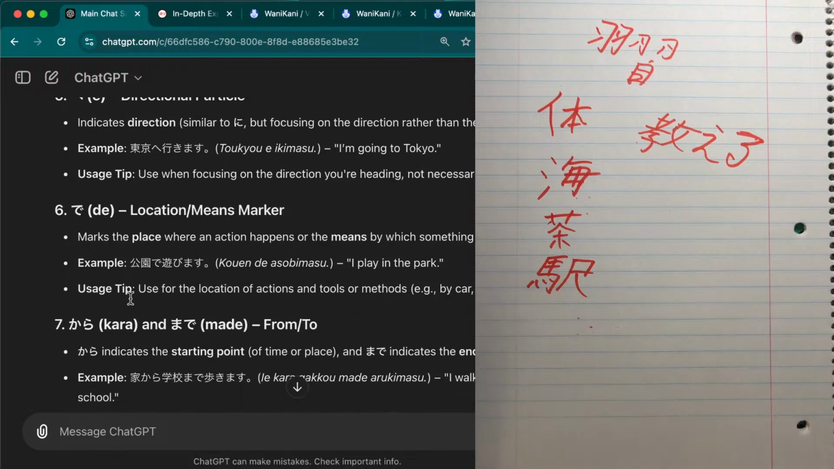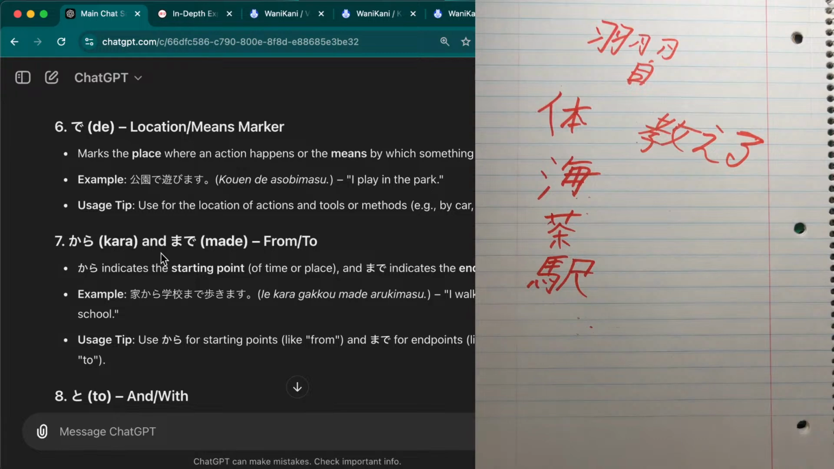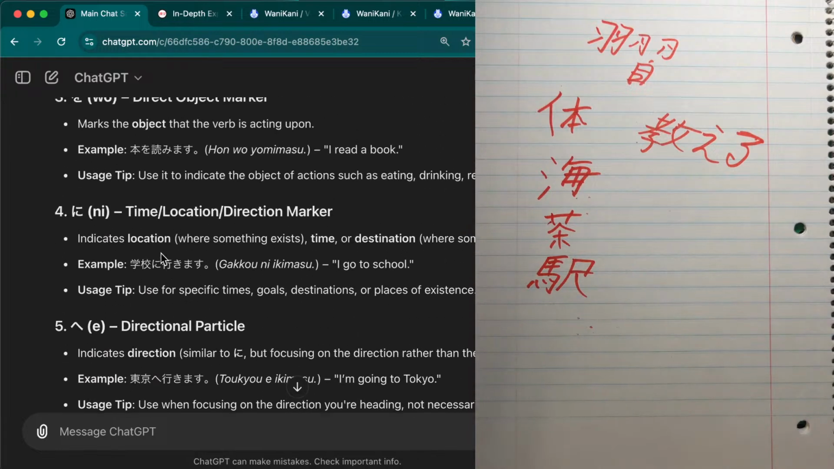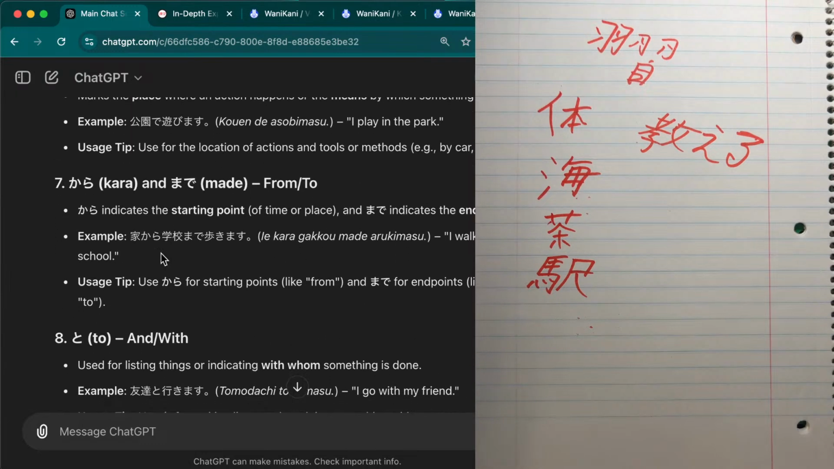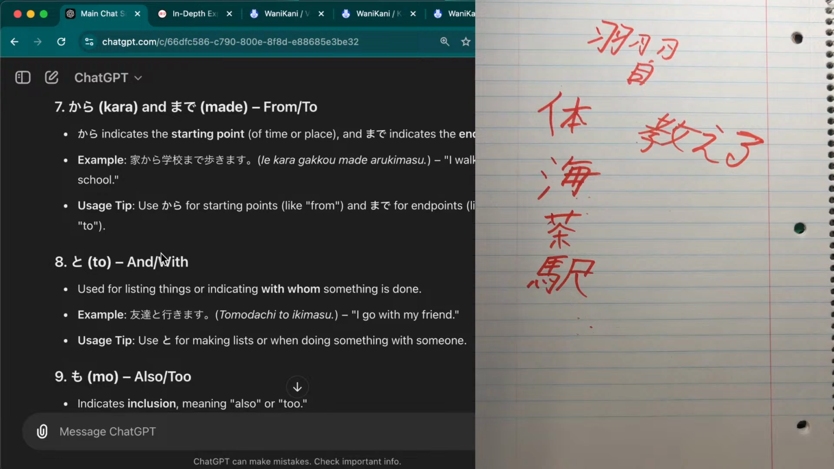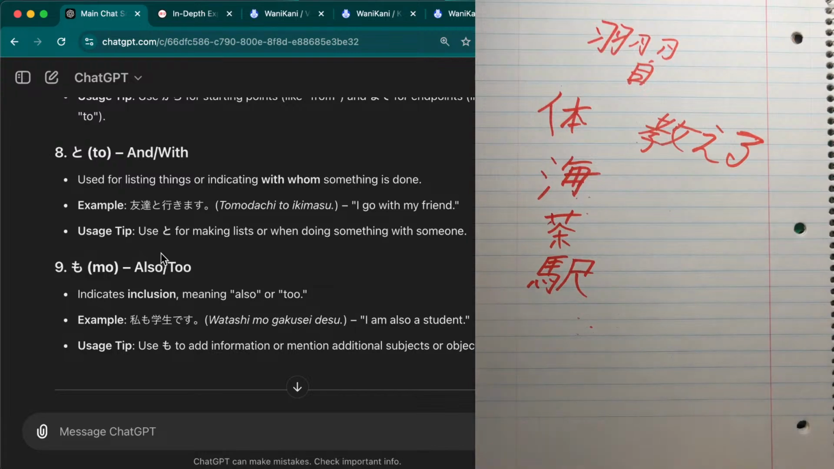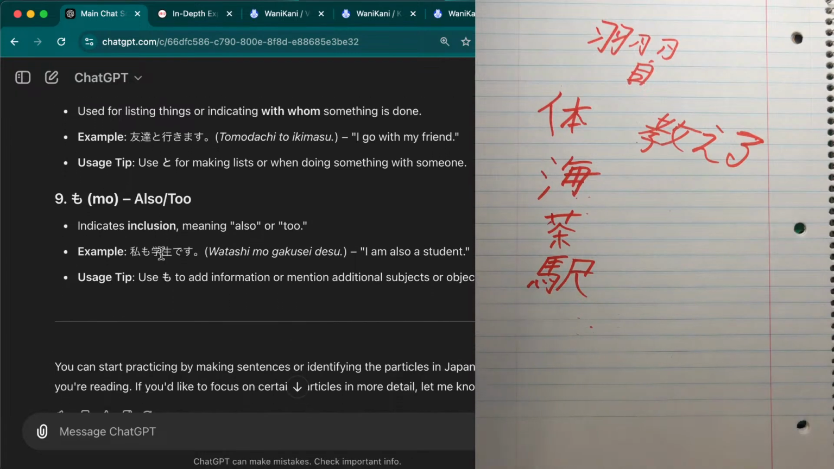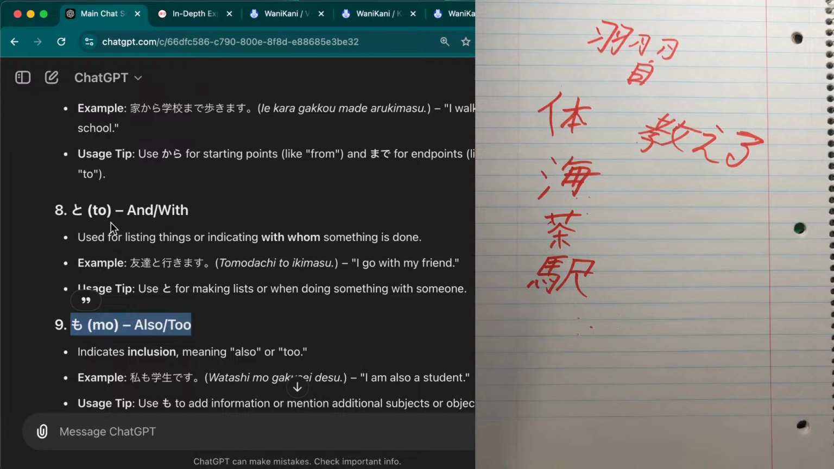Okay, de is the location means marker. It marks the place where an action happens or the means by which something is done. Got it? All of these I've used, but on occasion I make mistakes on which one to use at which time. So let's see if ChatGPT can help with that. But let's keep going. Kara indicates starting point and end point. Got it? To used for listing things or indicating with whom something is done. Tomodachi to ikimasu. Mo also to. Okay. I think mo is one of the easier ones, as well as to.